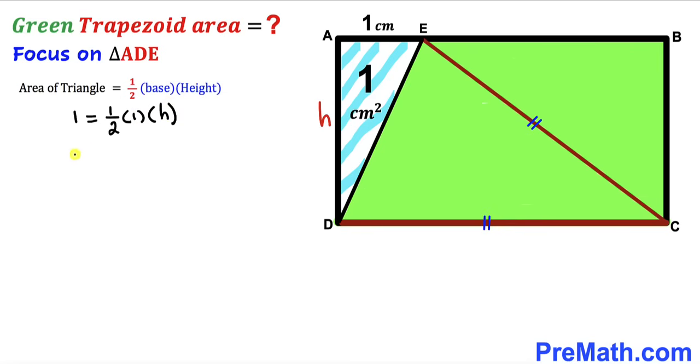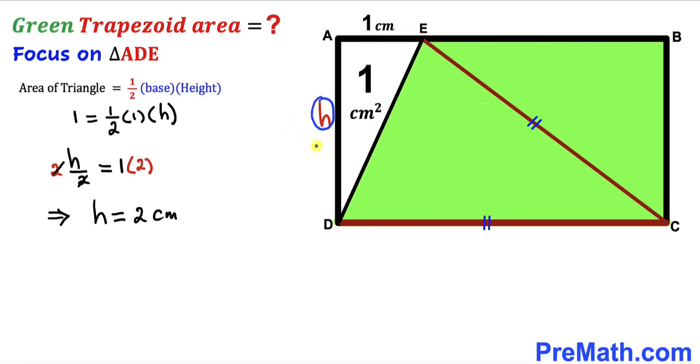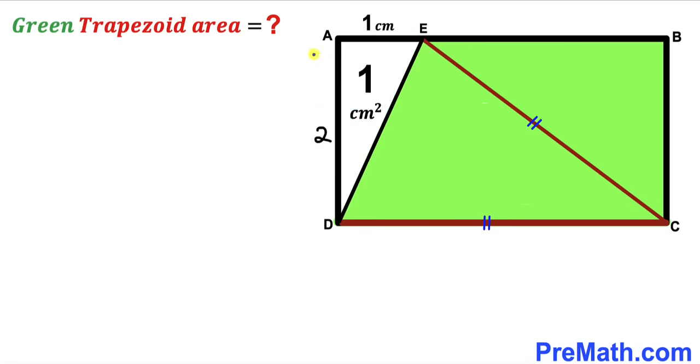Let's simplify. We get h divided by 2 equals 1. Now I'm going to remove this fraction by multiplying by 2 on both sides. So this 2 and 2 is gone, and our height h simply turns out to be 2 centimeters. So thus our height h is 2 centimeters. And if this side AD is 2, then this BC length has got to be 2 centimeters as well.